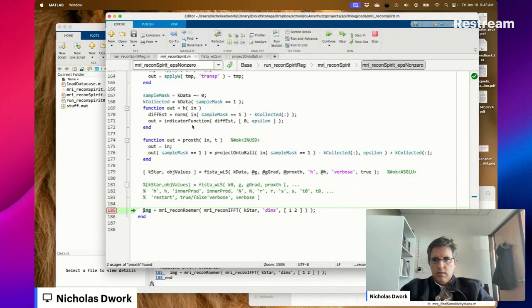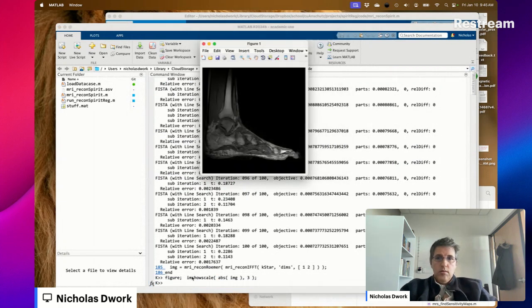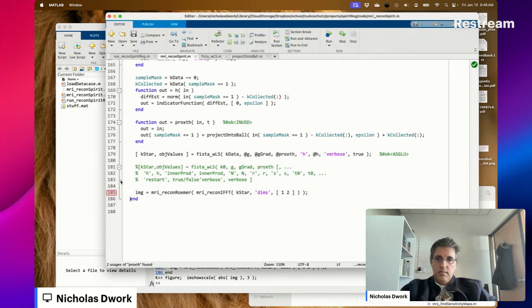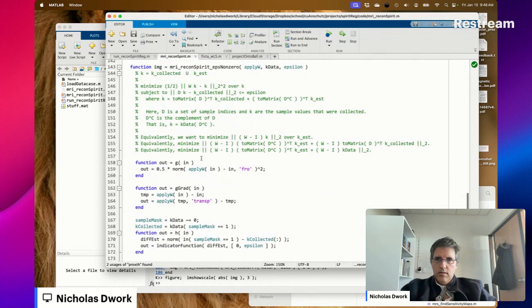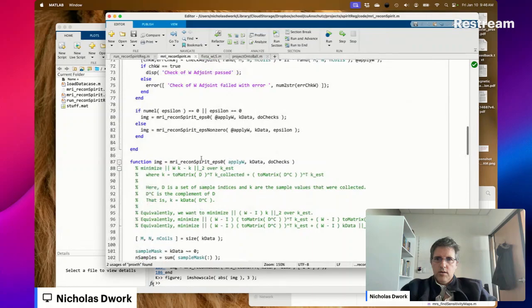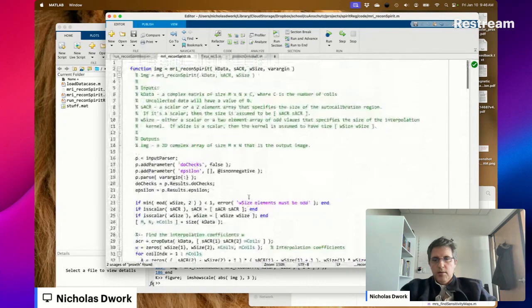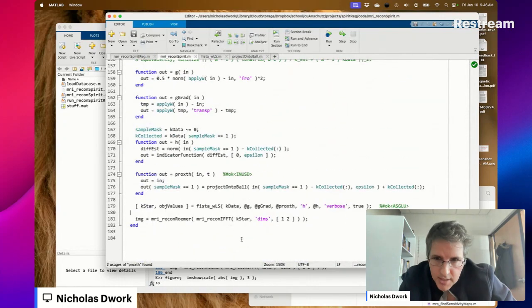Okay. Looks like it works. So now we can handle non-zero epsilons or zero epsilons. The zero epsilon uses LSQR, more efficient than FISTA, but FISTA is fine.